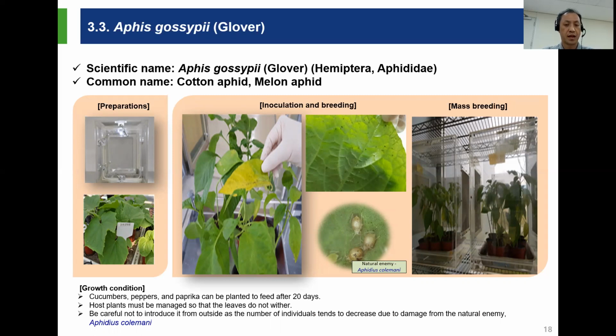Natural enemies lay eggs and parasitize inside the aphid's body. The natural enemy sucks the nutrients of the cotton aphid and kills it. It finally decreases the density of cotton aphids. Therefore, maintenance is particularly important in the early occurrence of the natural enemy. This one.